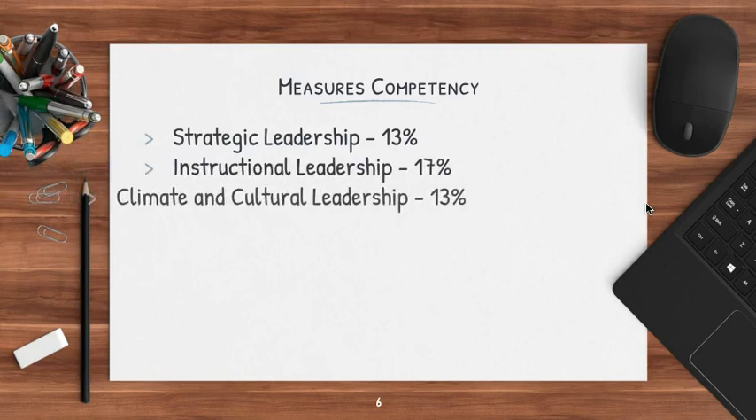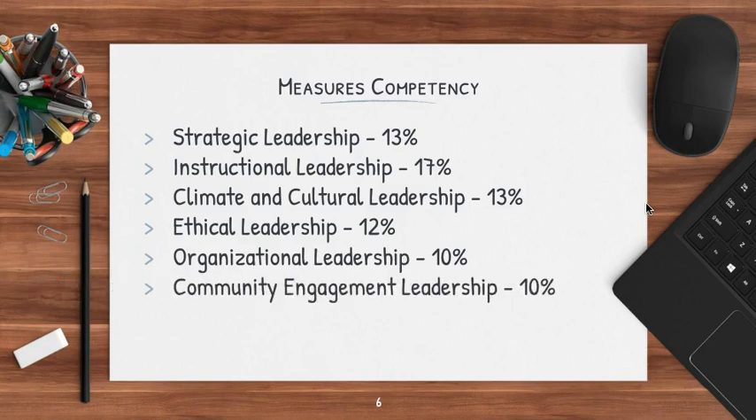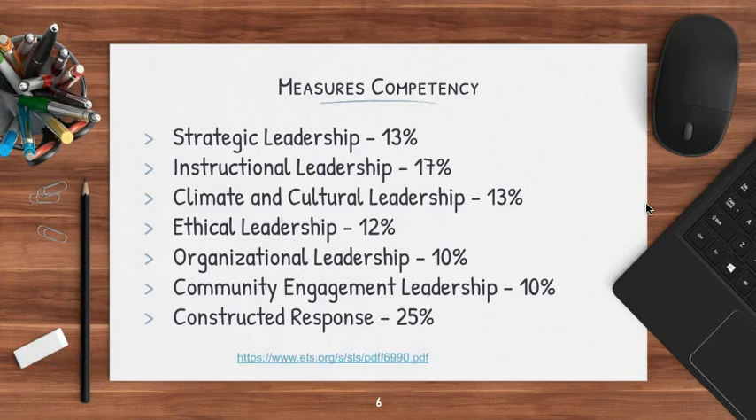When I talk about competencies, it's going to measure strategic leadership, instructional leadership, climate and cultural leadership, ethical leadership, organizational leadership, and community engagement leadership. And the percentages next to each of those will tell you how much of the content of the test is going to be based on those competencies. Part 2 is going to be made up of 4 constructed response questions, and you'll have 75 minutes to do that, and that's the other 25% of your assessment.